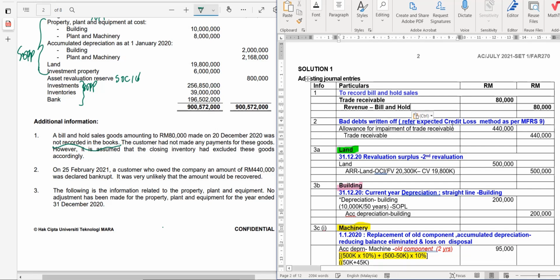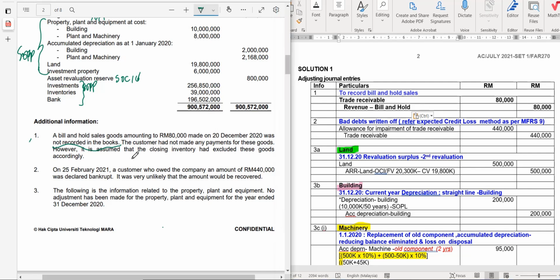Okay, done with that. So we have 80,000, and the credit to the revenue here will be later adjusted in your statement of profit or loss. This one will be adjusted in the statement of financial position. So the first one is done.